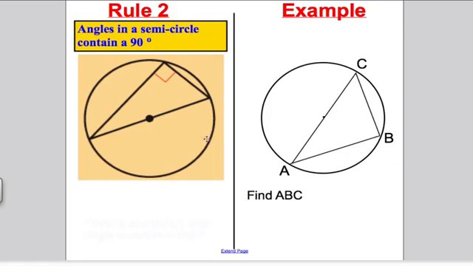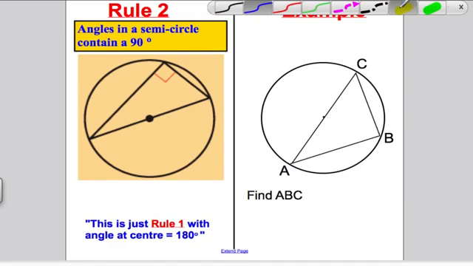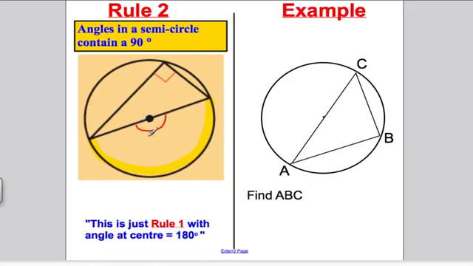Now, this actually is just rule 1 again, because remember we said in rule 1, if you take an arc and you look at the angle at the centre, here it's a straight line, so it's 180 degrees. Angle at centre, double angle at edge, therefore this angle here must be 90, which is half of that. So really this is just a special case of rule 1, but it's one you've got to quote in the exam. Easy way of writing it: angles in the semicircle contain a 90 degree at the circumference.